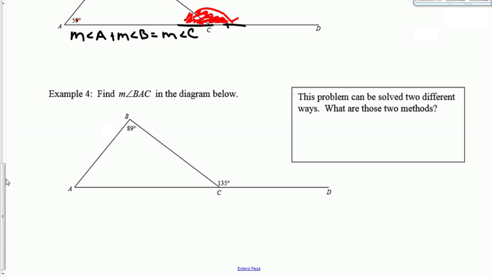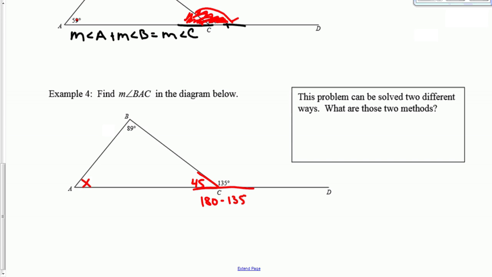The first way is what we've always known. So we're finding BAC, use the inside angles to help us. So what we could do, method number one, is we could find this angle right here. Okay, how? Well, 180 minus 135, because these two are supplementary. So that gives me 45.